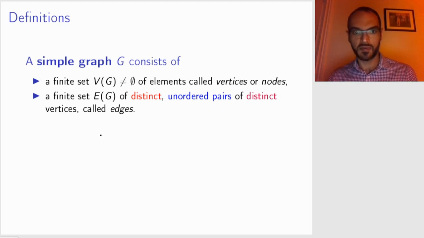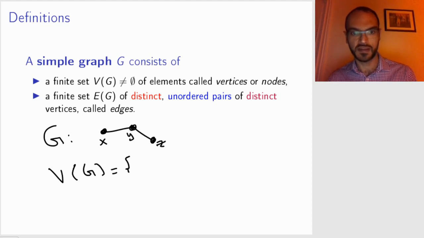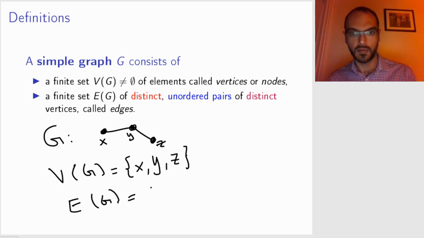So suppose we want to have this kind of graph. Say we have nodes x, y, z. So then if this is our graph G, then this corresponds to the vertex set just being the set of three elements x, y, and z. And the edges, well, we have one edge between x and y and another edge between y and z.